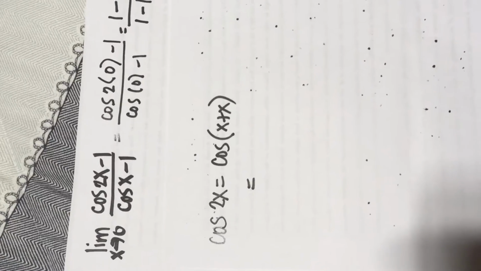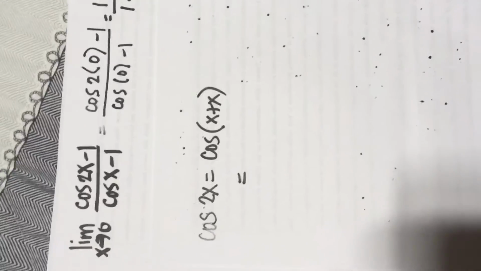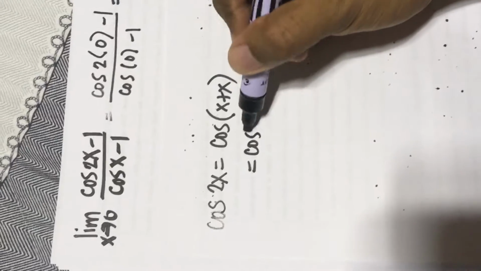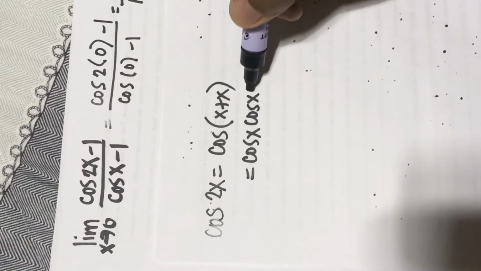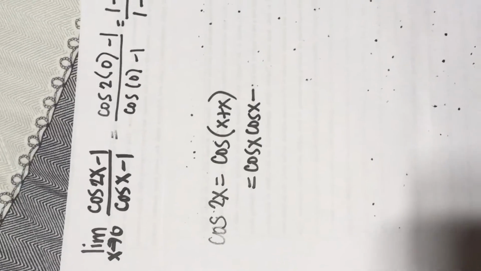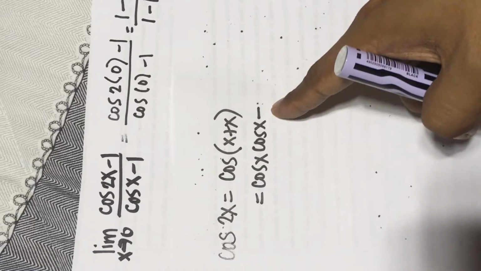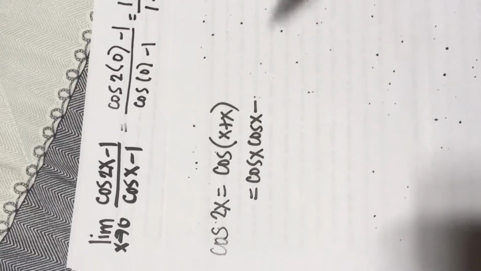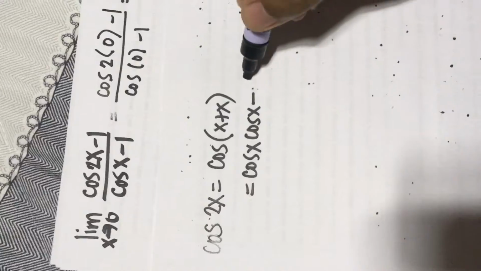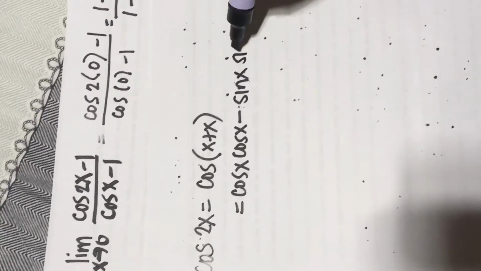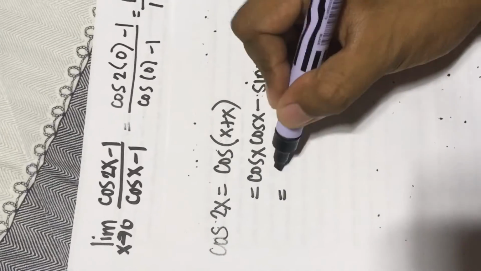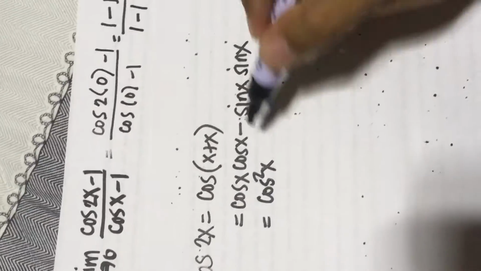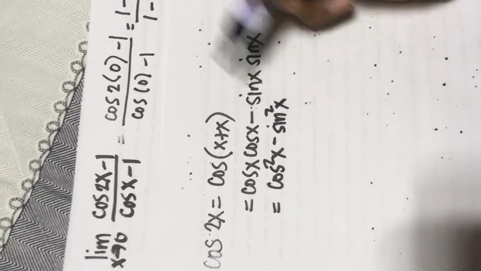Okay, using the sum and difference of two angles, cosine, that is cos cos minus sin sin in our identities. So we have cosine x cosine x, since that is plus, the sign is minus, because cosine is an even function. Cosine x cosine x minus sin x sin x. Okay, so this is equal to cosine squared x minus sine squared x.